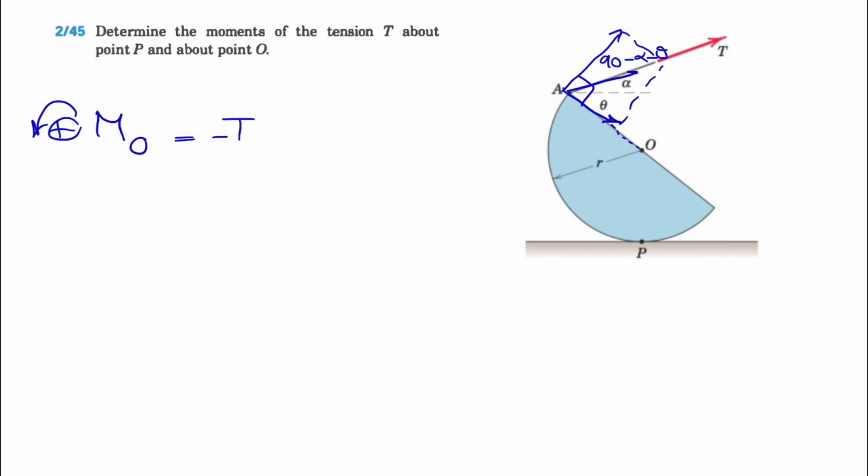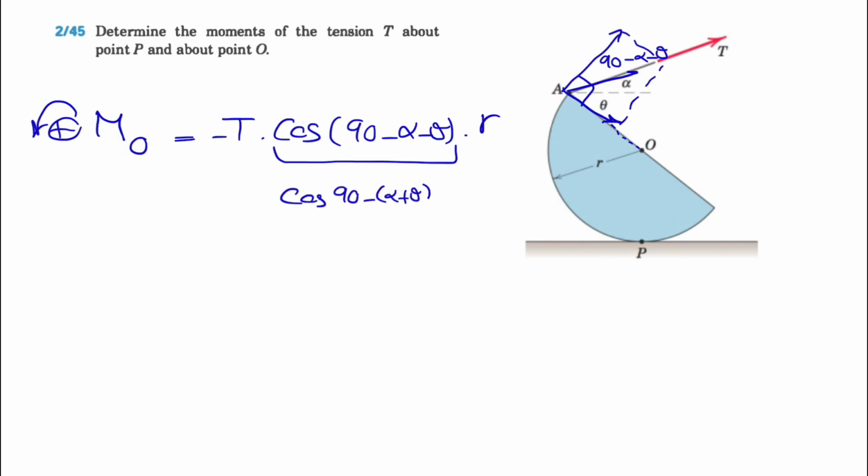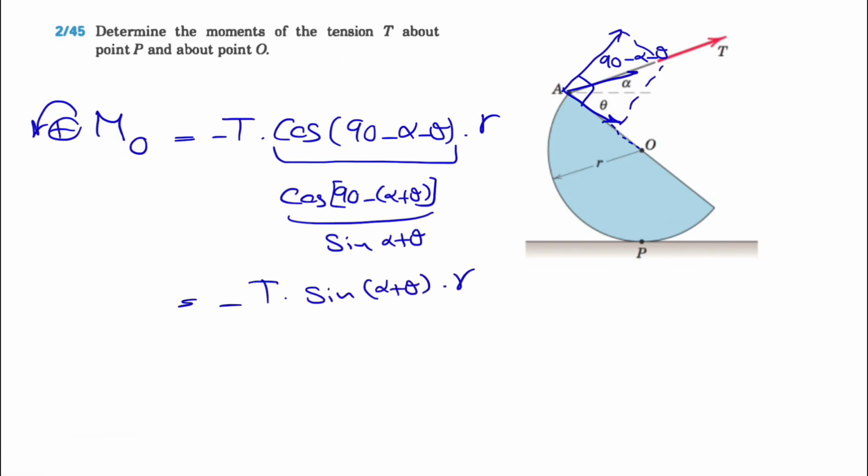If you look at the moment, first of all it is a clockwise moment, so we have a negative sign, and it is T times cosine of 90 minus alpha minus theta, and the distance that we have here is R. We also know this cosine of 90 minus alpha plus theta is equal to sine of alpha plus theta, and from here we find a moment of minus T times sine of alpha plus theta times R, which would be the final answer for this one.